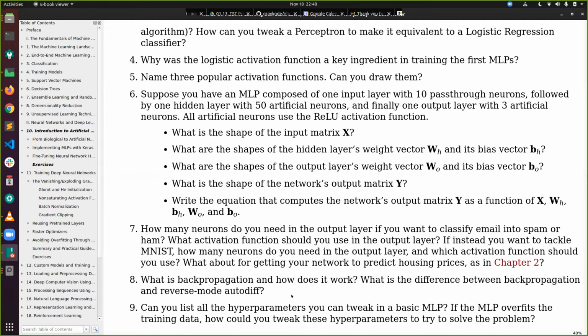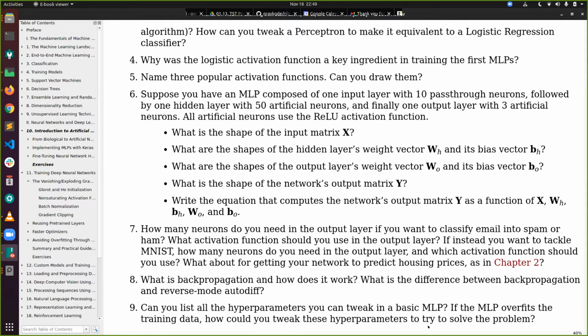Let me have a look. In the answer it says reverse mode autodiff performs a forward pass through a computation graph, computing every node's value for the current training batch, and then performs a reverse pass, computing all the gradients at once. So what's the difference? Backpropagation refers to the whole process of training an artificial neural network using multiple backpropagation steps, each of which computes gradients and uses them to perform a gradient descent step. In contrast, reverse mode autodiff is just a technique to compute gradients efficiently, and it happens to be used by backpropagation. Yeah, so that's what you said, right? Yep.